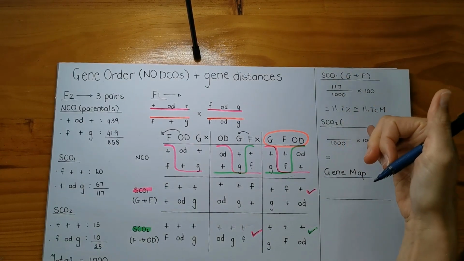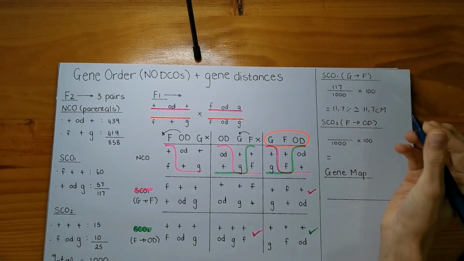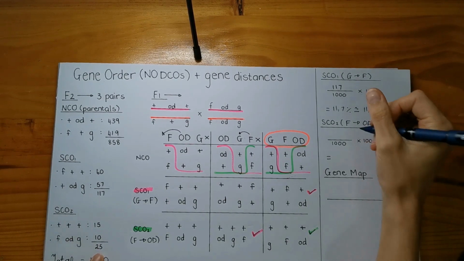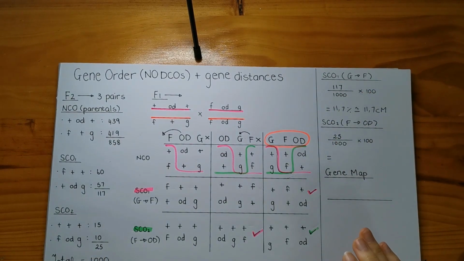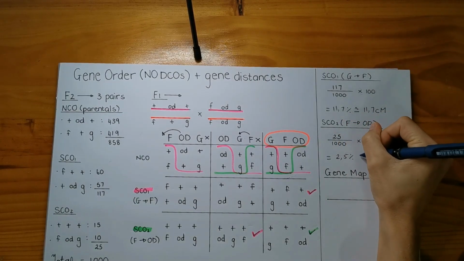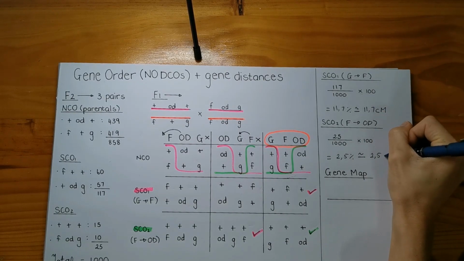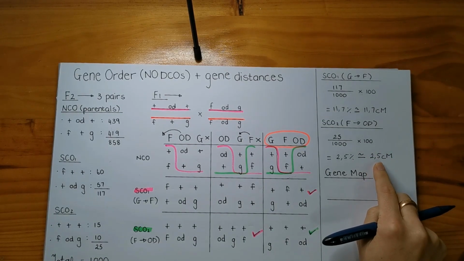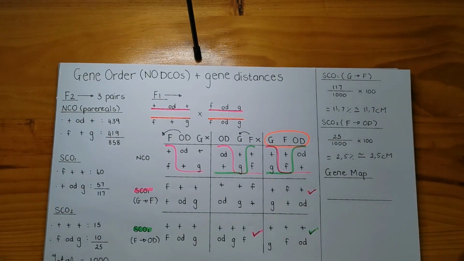Now we have to get our genetic distance between F and OD. So we go to our single crossover 2, and that total is 25. Okay, cool. And that happens to be 2.5%. But like I said, it's directly proportional to your centimorgans, or your distance between the genes. So now we have our distance, 2.5 centimorgans between F and OD. Cool, so now we can actually construct our genetic map.